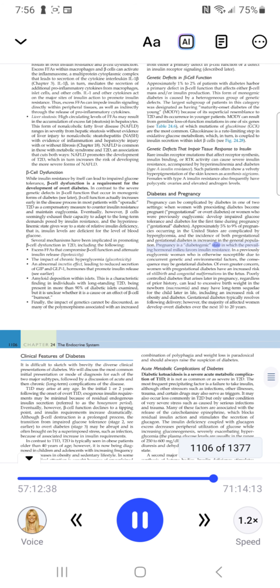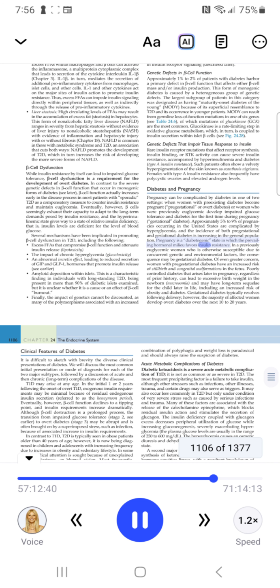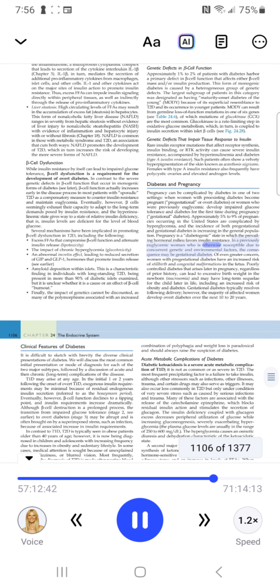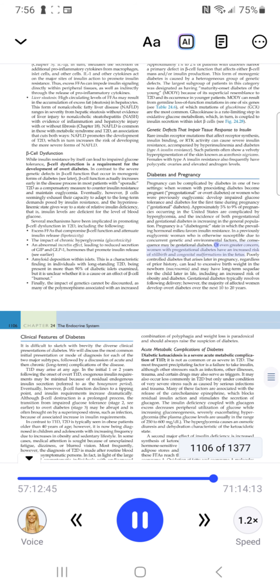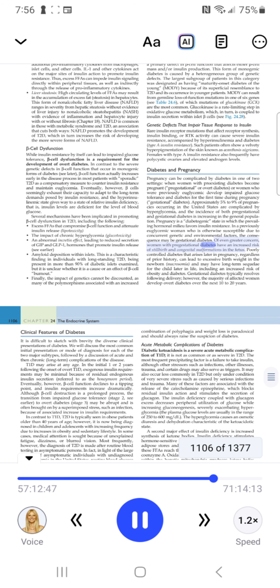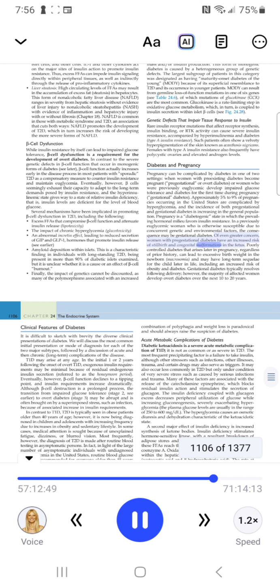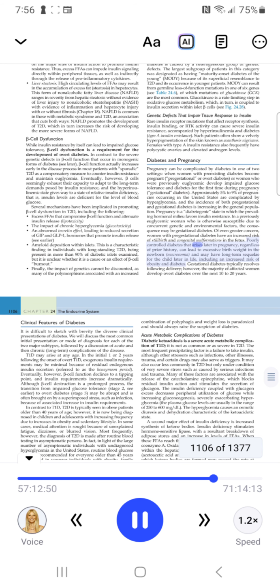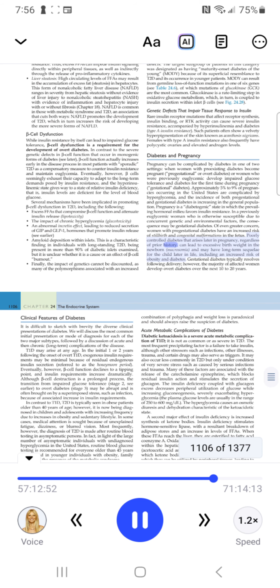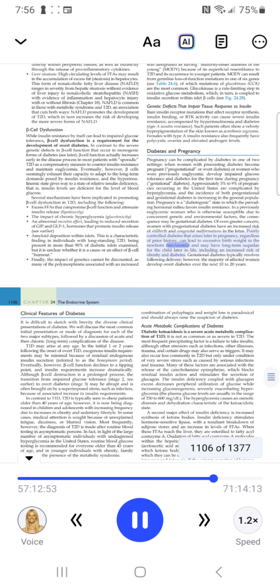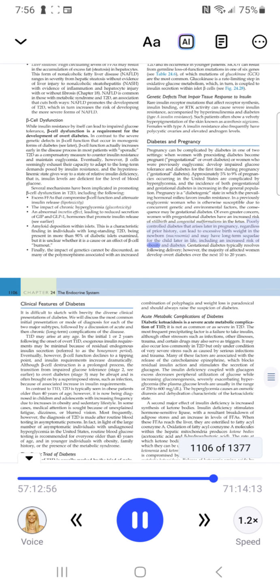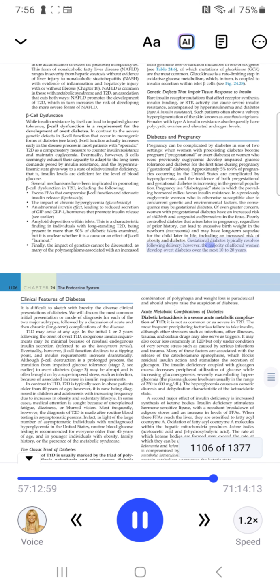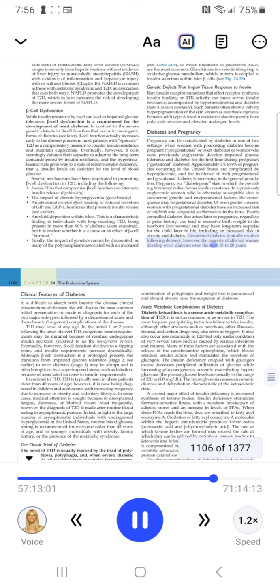Pregnancy is a diabetogenic state in which the prevailing hormonal milieu favors insulin resistance. In a previously euglycemic woman who is otherwise susceptible due to concurrent genetic and environmental factors, the consequence may be gestational diabetes. Of even greater concern, women with pregestational diabetes have an increased risk of stillbirth and congenital malformations in the fetus. Poorly controlled diabetes that arises later in pregnancy, regardless of prior history, can lead to excessive birth weight in the newborn, macrosomia, and may have long-term sequelae for the child later in life, including an increased risk of obesity and diabetes. Gestational diabetes typically resolves following delivery. However, the majority of affected women develop overt diabetes over the next 10 to 20 years.